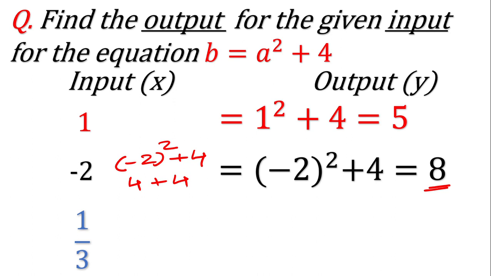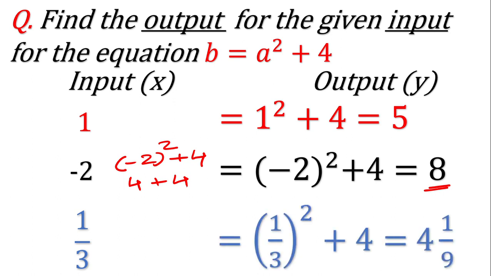Next is 1 over 3, a fraction. It is a fractional example I have taken for you. So this is 1 over 3 square plus 4, and 1 over 3 square means 1 over 9 plus 4. So it will be 4 whole and 1 over 9. This is called a mixed fraction. And if you make it into a single fraction, then it becomes an improper fraction.